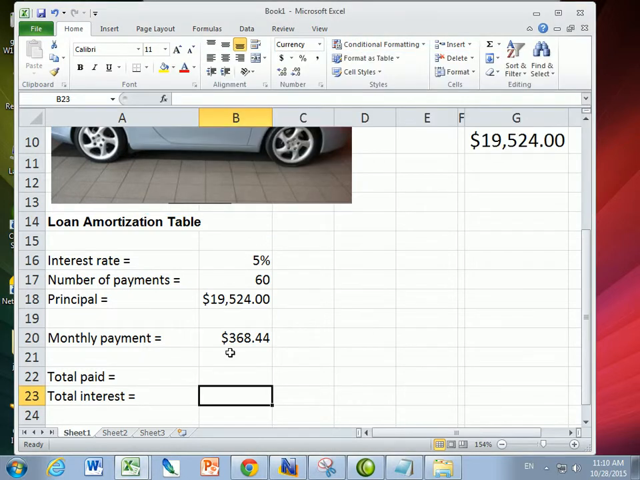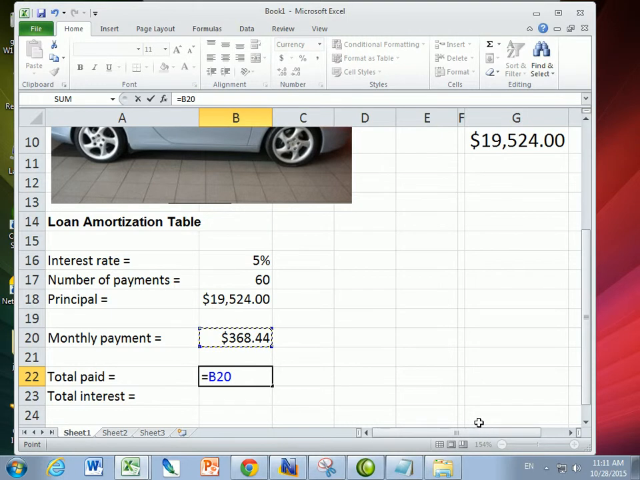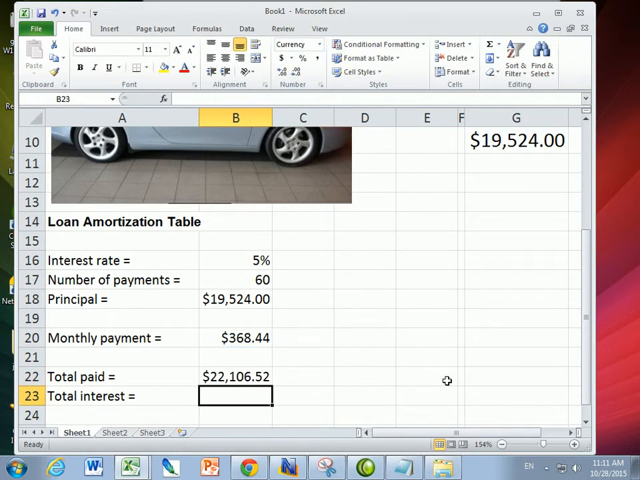So this was a spreadsheet we came up with. I want to calculate how much is the total paid. Well, fortunately, it's fairly easy. All we need to do is the total paid is going to equal our monthly payment. So we paid $368.44 every month. And we multiplied that by how many of those payments did we make? We multiplied by 60, and we paid a total of $22,106.52.